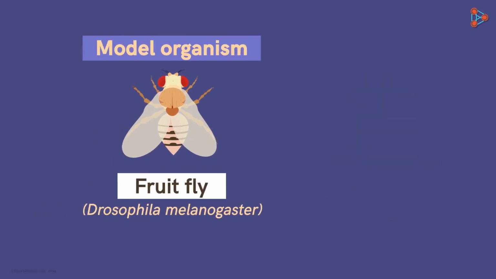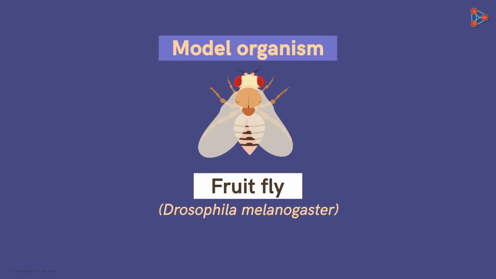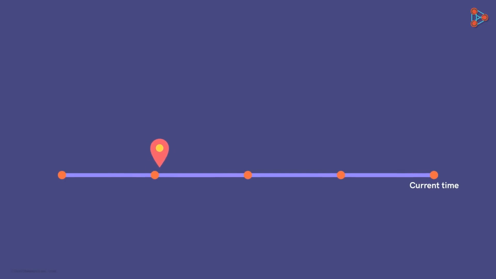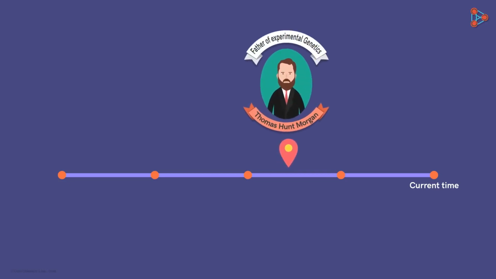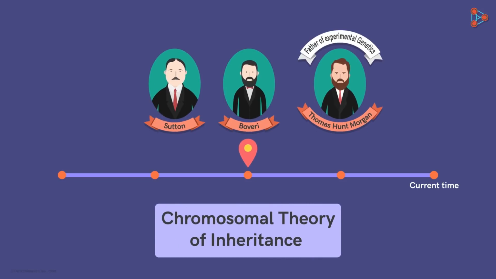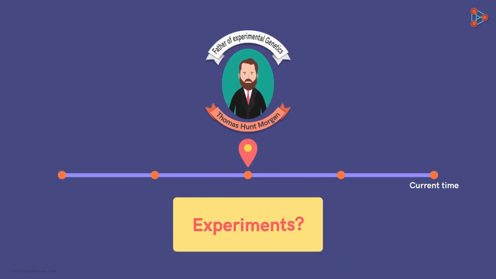The use of Drosophila melanogaster as model organisms dates back several years. However, the organism rose to fame with the experiments of the father of experimental genetics, Thomas Hunt Morgan. Following Boveri and Sutton's chromosomal theory of inheritance, Morgan and his colleagues carried out many experiments on the common fruit fly, which served as further confirmation for the theory. Let's have a look at what experiments he actually performed and what results he got.